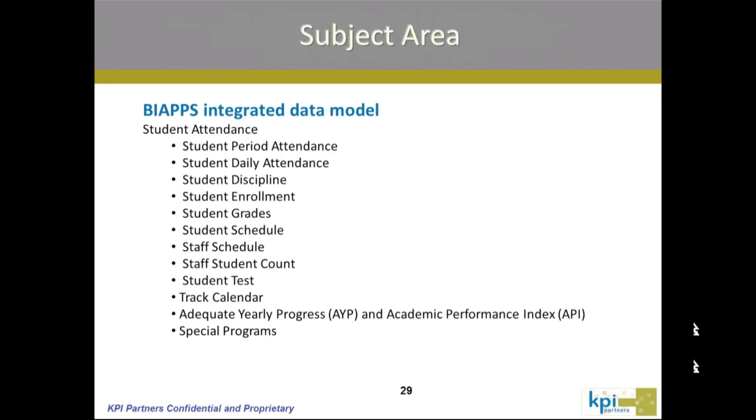How is the delta between those? And also, key performance indicators, which are adequate yearly progress, and academic performance indicators, which are some standard metrics based upon reformatting some of those dimensions in a specific way as required for statutory reporting. We're also even looking at subject areas for special programs and extracurricular activities.